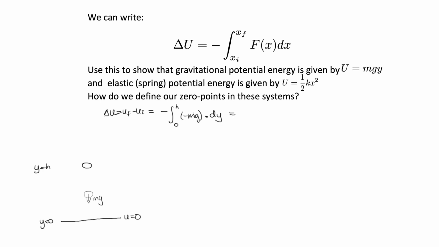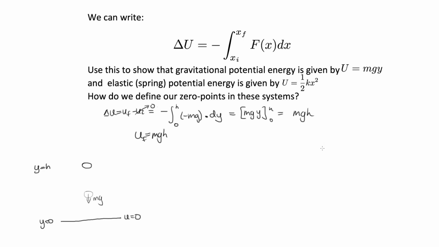And so we can integrate this, and we've got mgy, and we evaluate that at 0 and h, so this is equal to mgh. So taking the initial potential energy here as 0, this tells us that the final potential energy U is equal to mgh, which is how we get this expression here.